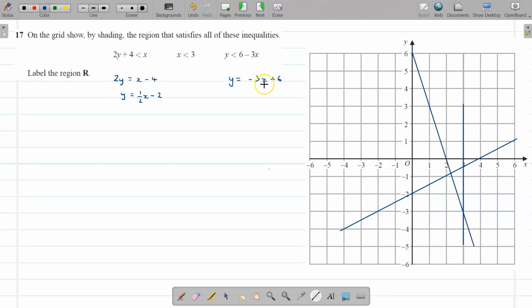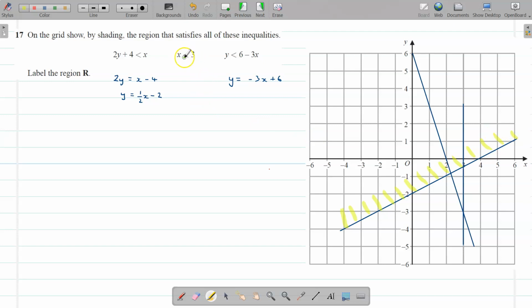Now I've just got to find the region R from that. Well, it's got to be 2y plus 4 is less than x. So the region I want is below the first line I drew. So what I'm going to do in fact is shade in the bit I don't want, which is above the line. Okay, so I don't want that bit.